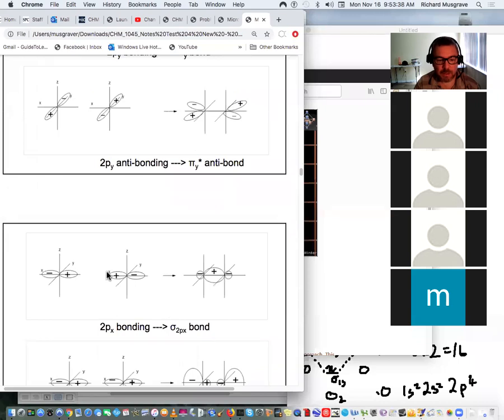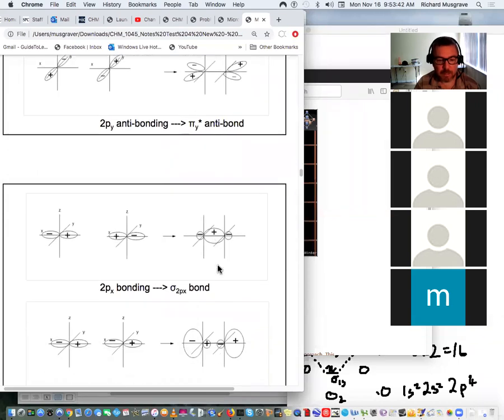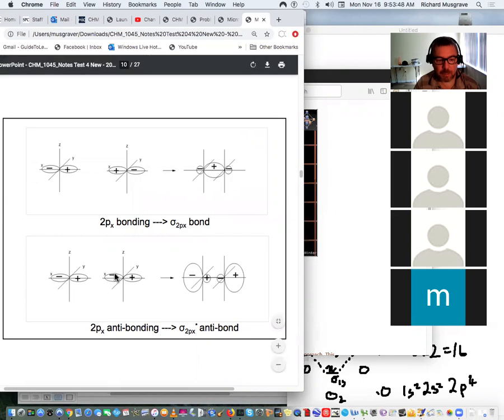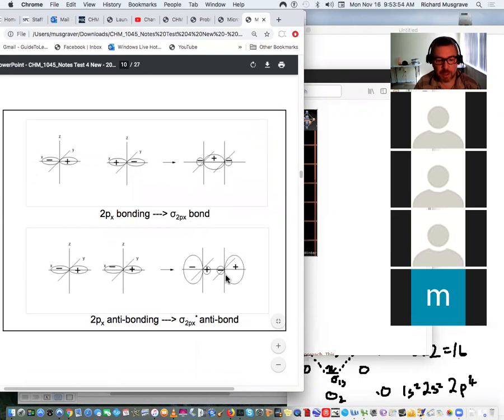In the px, this is end-to-end bonding, and this is what the sigma bond looks like. Completely different. So that's the bonding, and this is the anti-bonding right here. The antibonding is when we flip one of these over, we have plus trying to interact with minus, and we get the antibond over here.